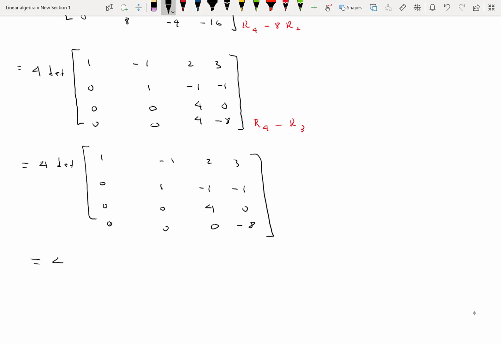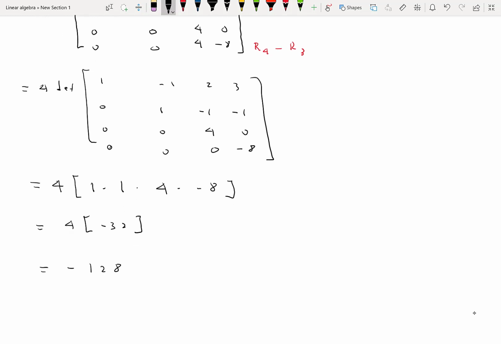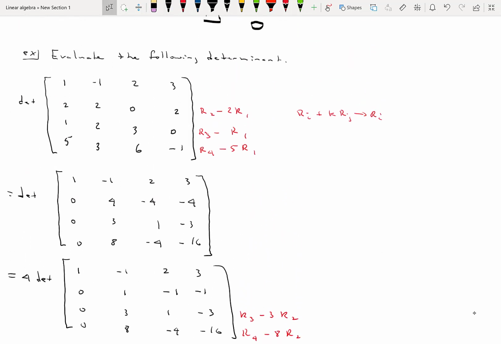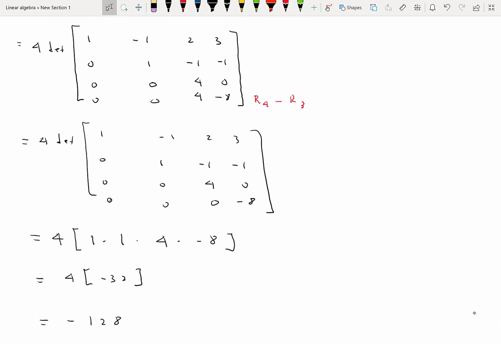To get the value of the determinant of an upper or lower triangular matrix, you simply multiply along the main diagonal. So you get 4 times negative 32, which is negative 128. Notice there was no need for a cofactor expansion of any sort. All I had to do was transform through elementary row operations, which, by the way, don't require a lot of computations ever, to create an upper triangular matrix.